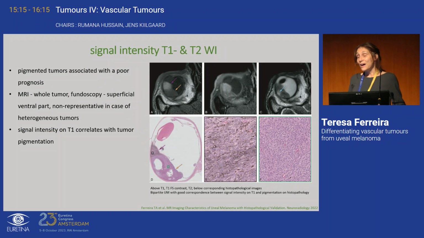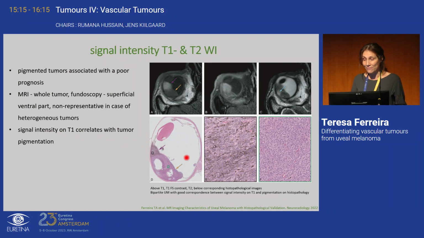The amount of pigment in a uveal melanoma is variable. And it is actually important to look at it because we know that pigmented tumors are associated with a poor prognosis. MRI has the advantage that we can look at the whole tumor, while with fundoscopy we can only evaluate the superficial ventral part of the tumor, being non-representative in case of a heterogeneous tumor. In our study, we saw that the signal intensity on one of the sequences we performed, the T1 sequences, correlates significantly with tumor pigmentation.